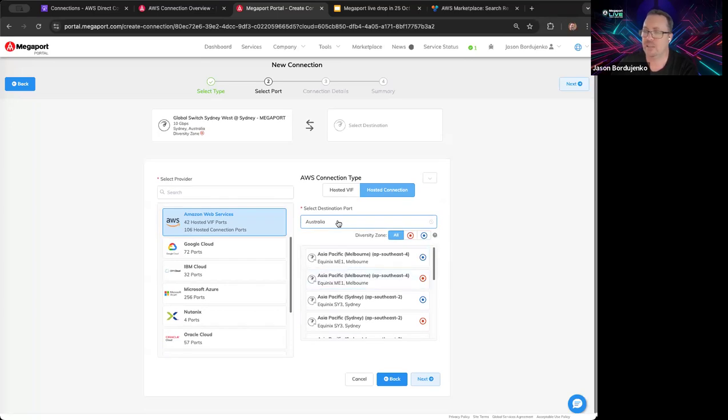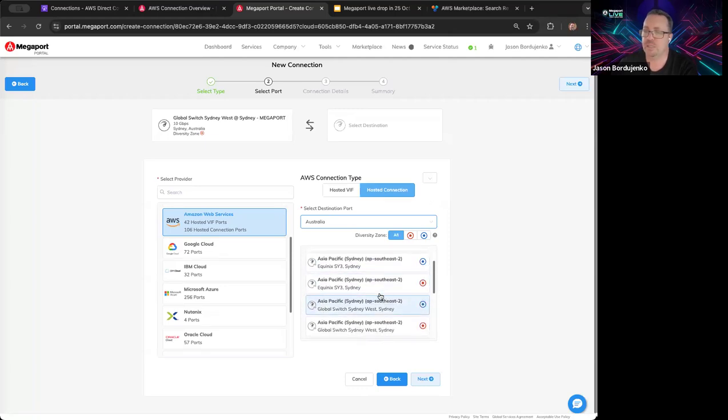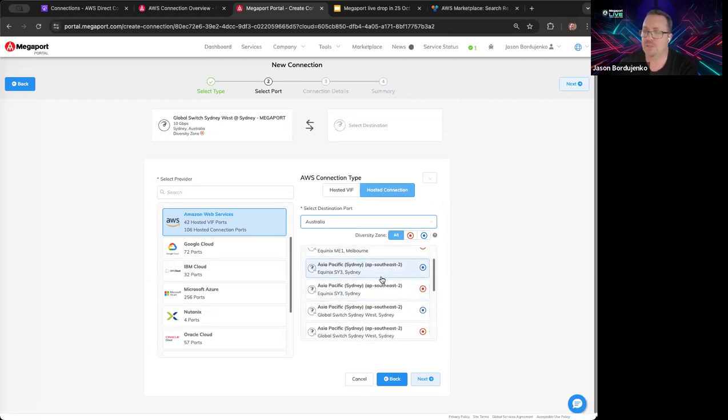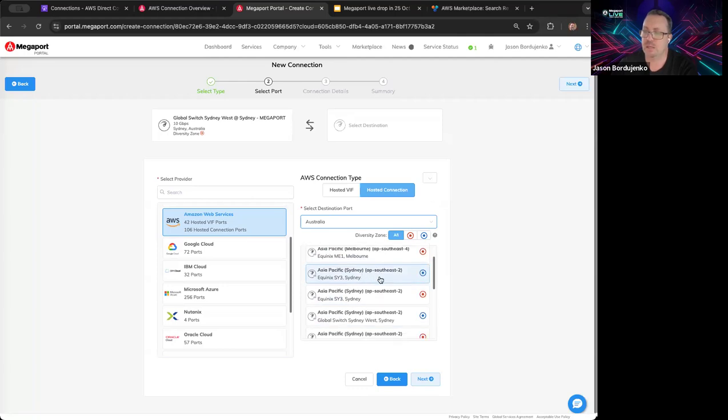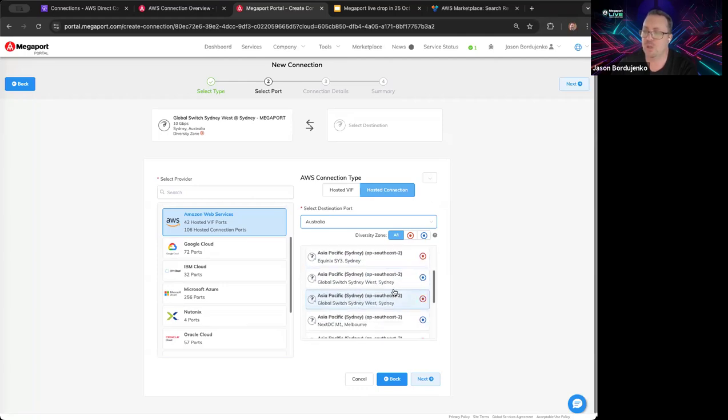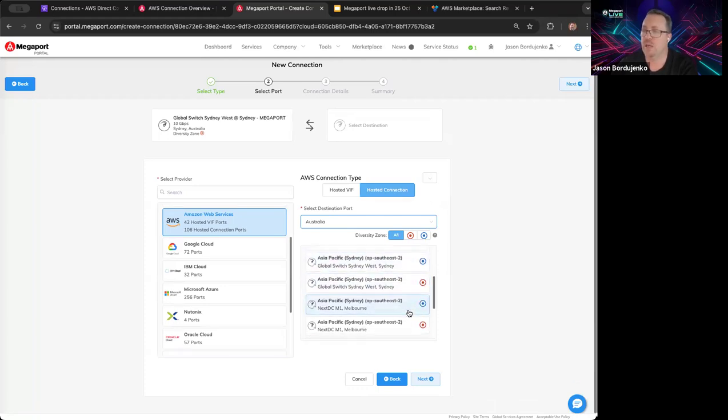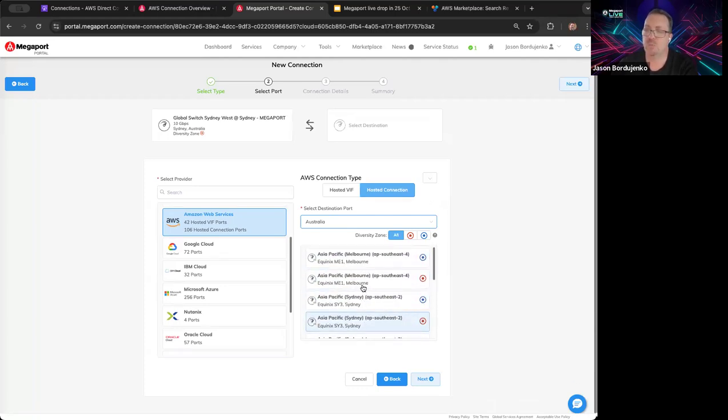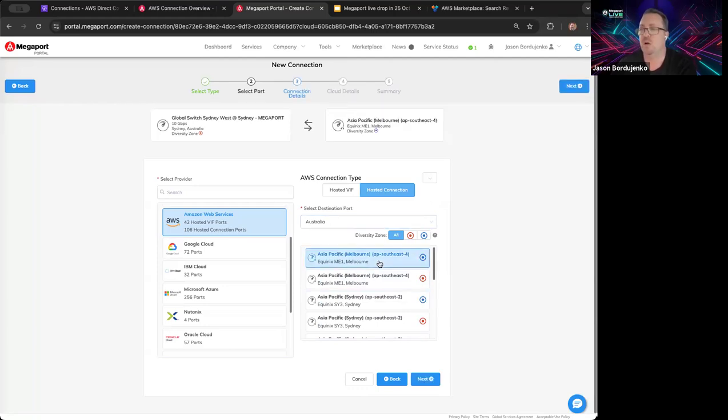By selecting the destination country, in this case, Australia, I can see that I can build from Sydney into Sydney, and there's multiple AP Southeast 2 appearances. So there's Equinix, a red and a blue, and there's Global Switch within Sydney, which is the facility that we're in, again, red and blue.